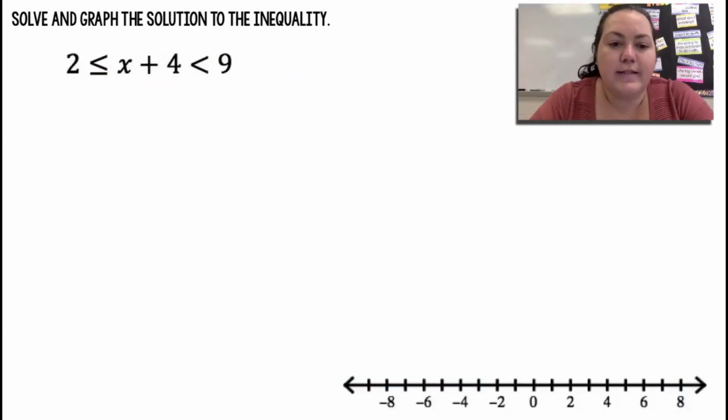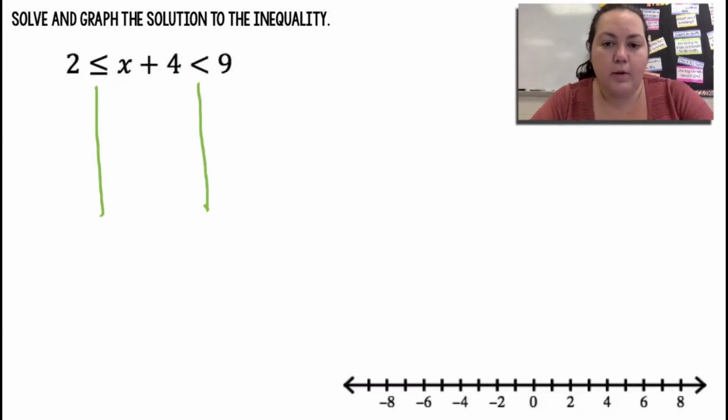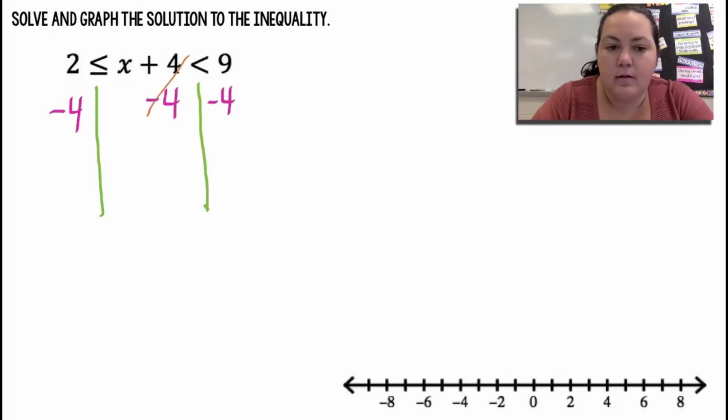The next one is an example of an and inequality. The x plus 4 is in the middle, and I have two inequality signs with numbers on the sides. So whatever I do to one piece, I have to do to all the pieces. I want to get rid of that plus 4 by subtracting 4 in all three areas, the middle, the left, and the right. That cancels there and gives me -2 is less than or equal to x, which is less than 5.